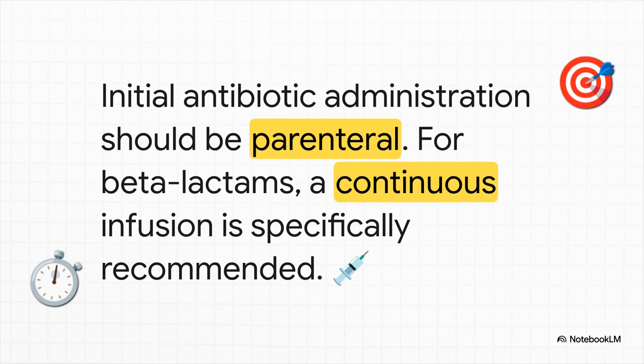So when we start antibiotics, how do we give them? Initially, it has to be parenteral, through an IV. Why? Because we need to get high concentrations of that drug to the joint, and we need to do it fast. And for a big class of drugs like the beta-lactams, the best way to do this is with a continuous infusion. This keeps the drug levels above the minimum needed to kill the bacteria for the longest possible time, really maximizing their effectiveness.